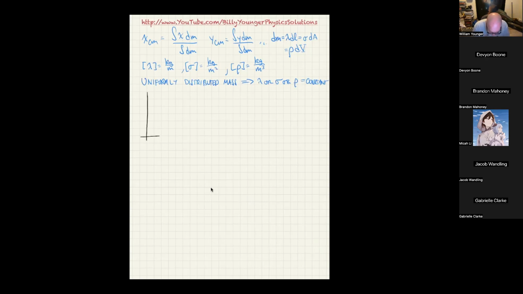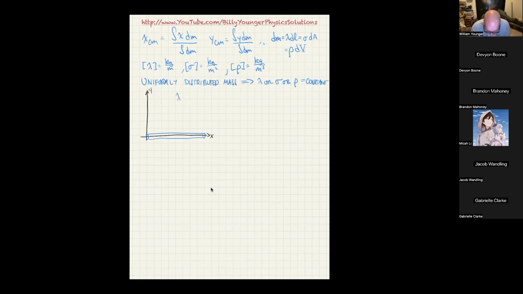Let's see. So let's say this is my x-axis, this is my y-axis, and let's say I have a rod, and I think you can see that the in and out of the page dimension of this is very small, and the up and down dimension is very small, but the left-right dimension is big. So this looks like a one-dimensional object.